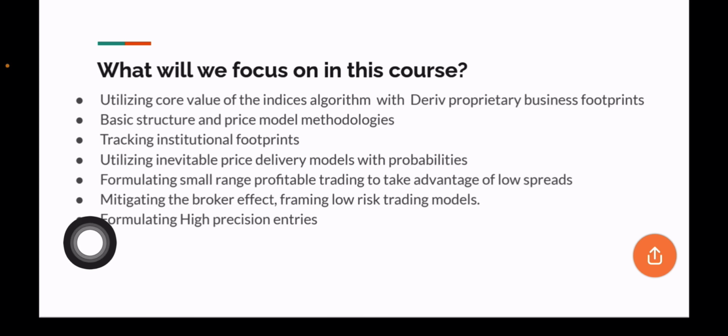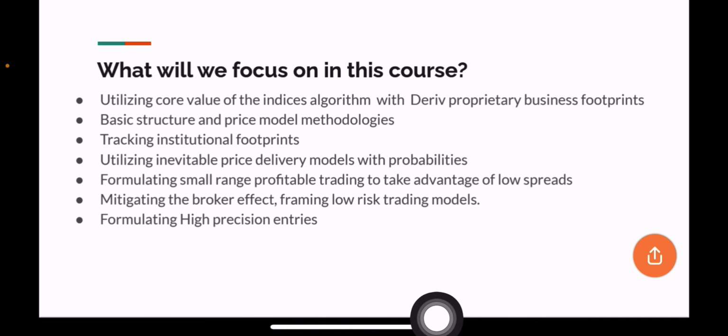Then the next part will be mitigating the broker effect, framing low risk trading models. Maybe you don't want to expose yourself to too much risk, or maybe you've been trading for a while and you've lost so much in this market. How will you mitigate that broker effect of always losing money? We will show you how to frame low risk trading models.